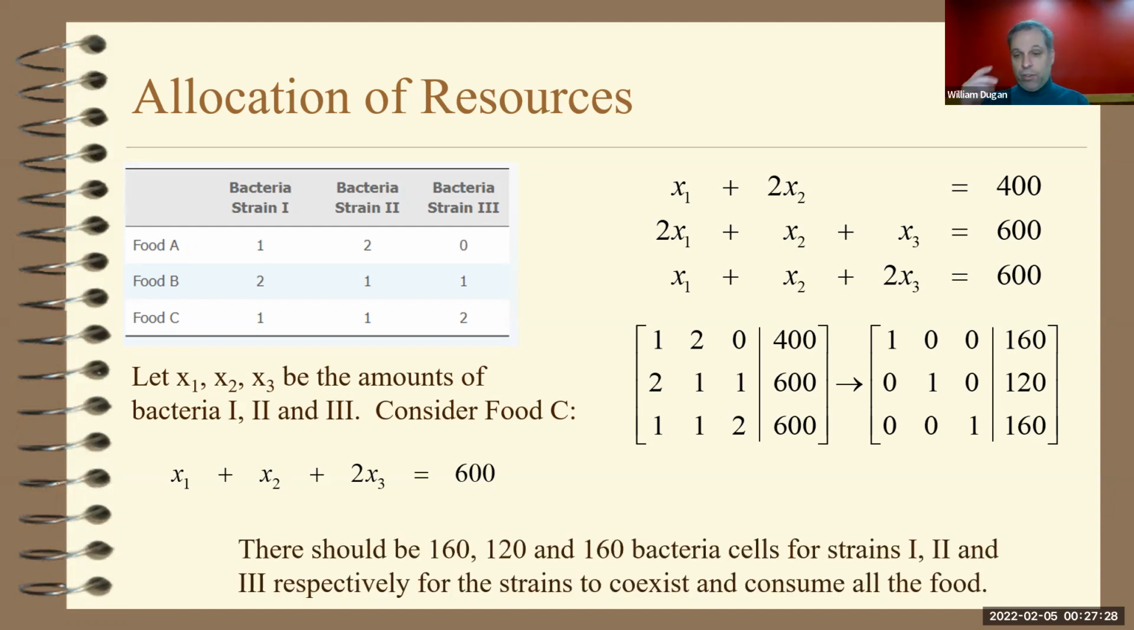In this case, X1 would have to be 160, X2 would be 120, and X3 would then be 160. And that's just how many cells of the strains 1, 2, and 3 could exist in this particular test tube and consume all the food. I think it's enough for that video.